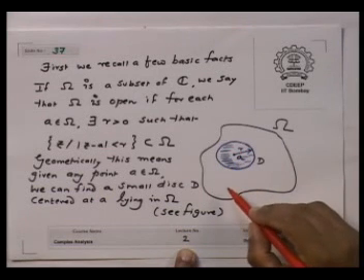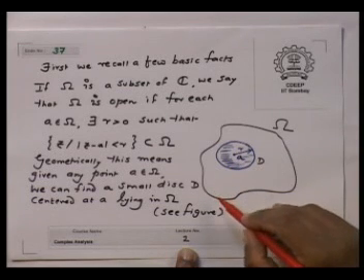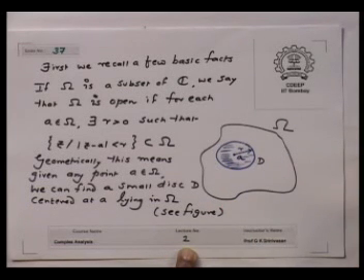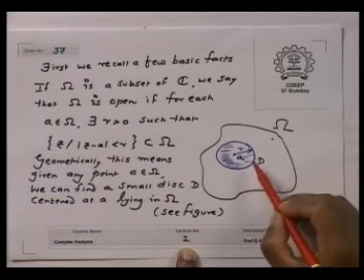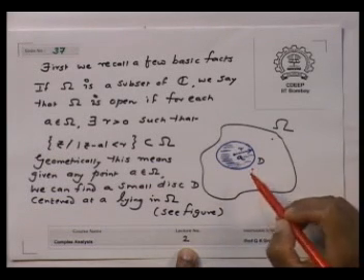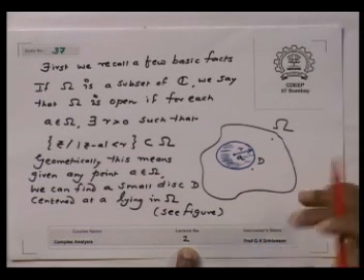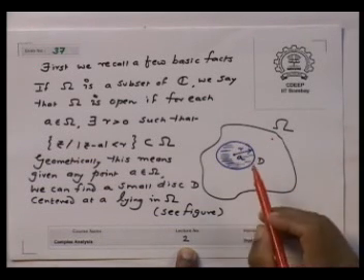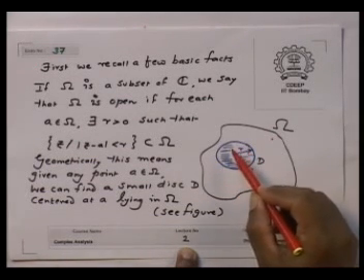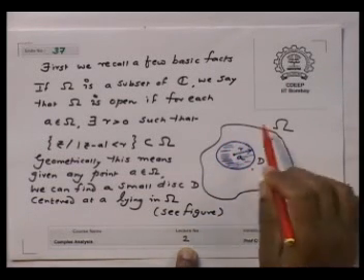Given an arbitrary point a in omega, you should be able to find an r. Of course, r will depend upon the point a. If you take a point over here, the r will be small. If you take a point here, the r will be large. R will depend upon a, never mind, but there should be one such r. It could be very small, but whatever it is, there should exist an r positive such that the disk of radius r centered at a is completely contained in omega.